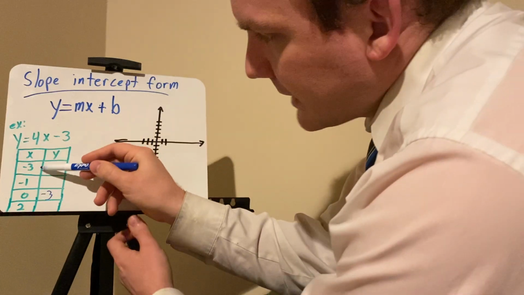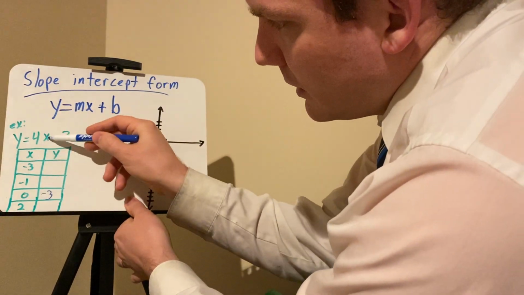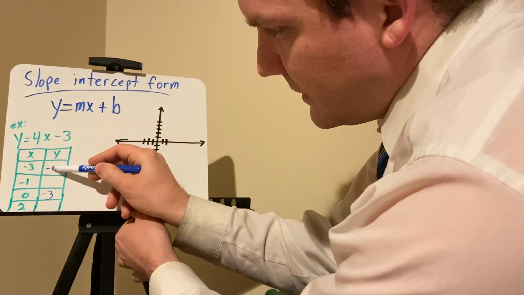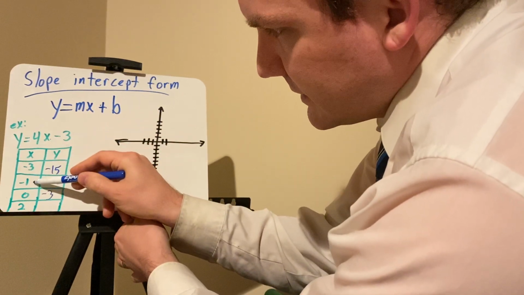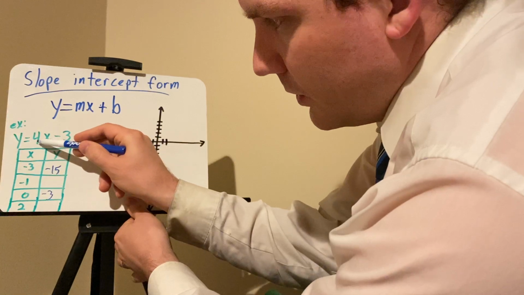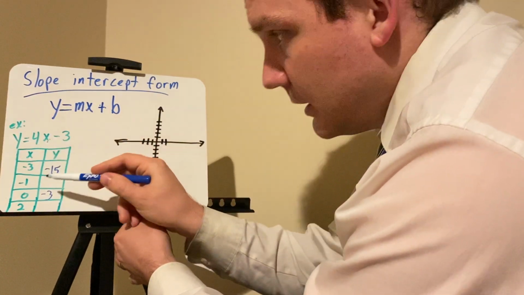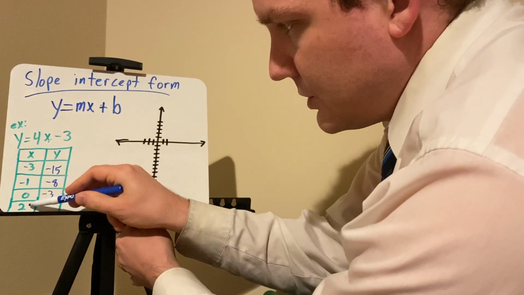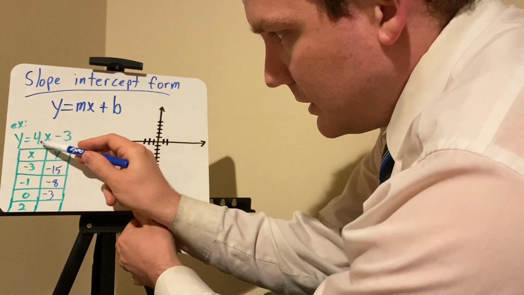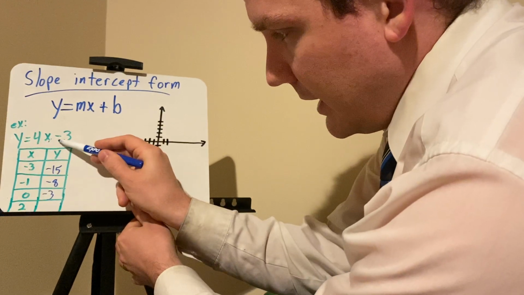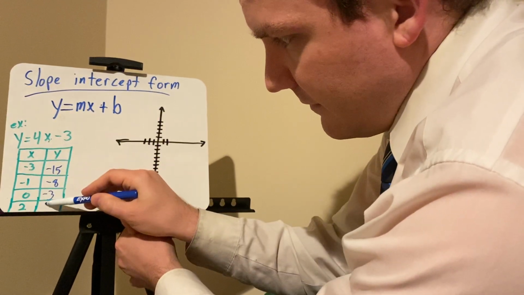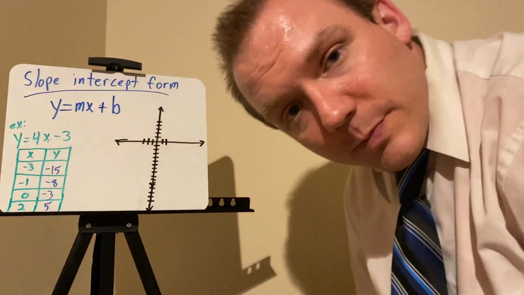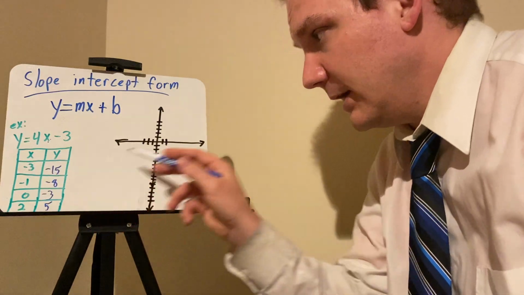Where x is negative 3, negative 3 times 4 is negative 12, minus 3 is negative 15. X is negative 1. So negative 1 times 4 is negative 4, negative 4 minus 3 is negative 7. 2, positive 2. 2 times 4 is 8, minus 3 is 5, positive 5. So now I have these coordinates or ordered pairs, where I can say negative 3, negative 15.